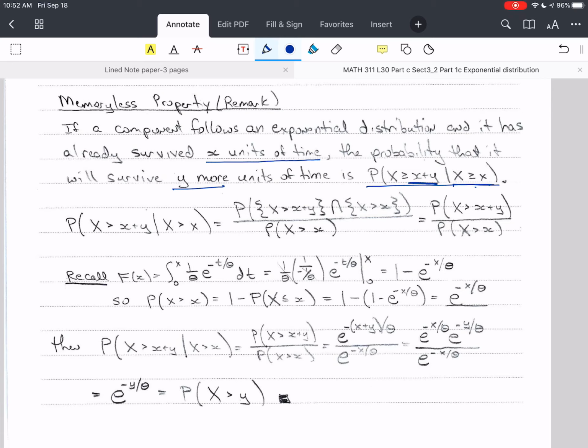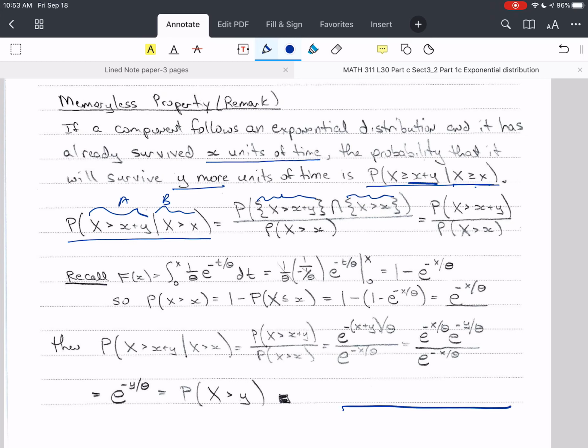This is the statement again. I wanted to write it clearly so we could see. And then remember, we take the intersection of what's over here and here. If we call this A and this B, we take the intersection of A and B. And so here we have A, which is X is greater than x plus y. And here we have B, which is X is greater than x.